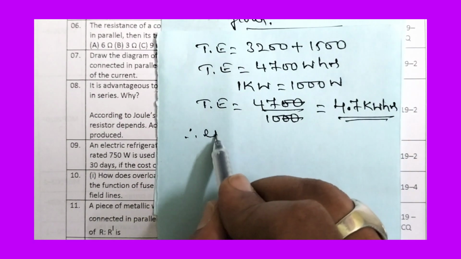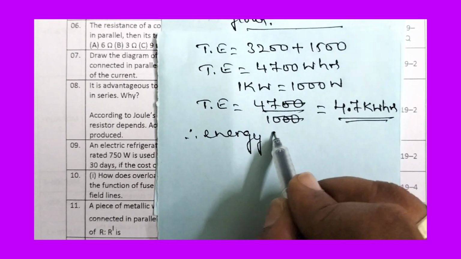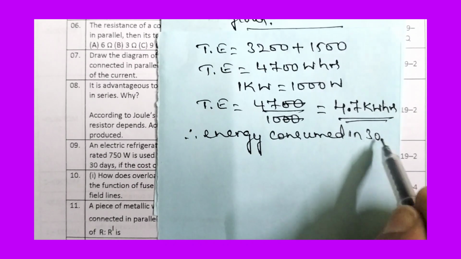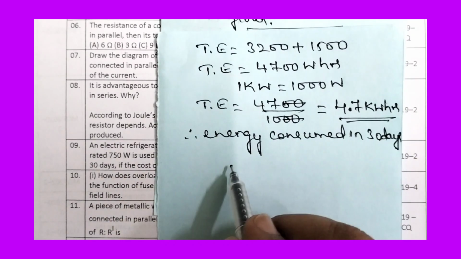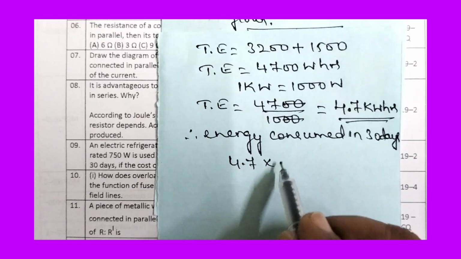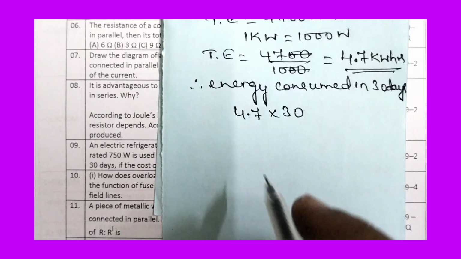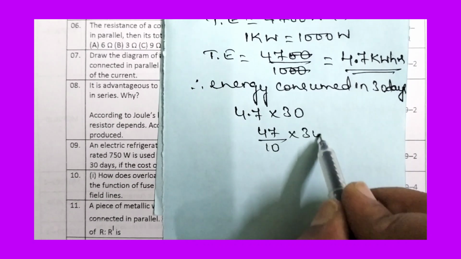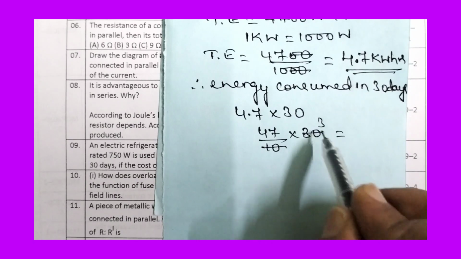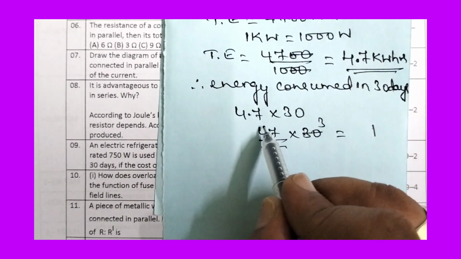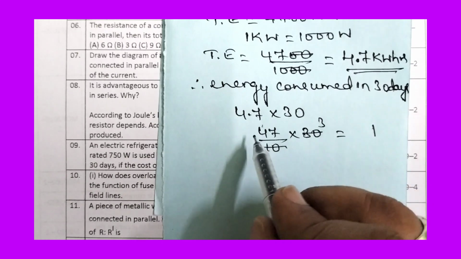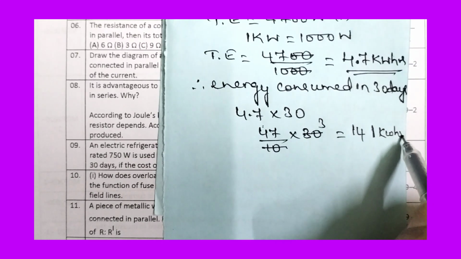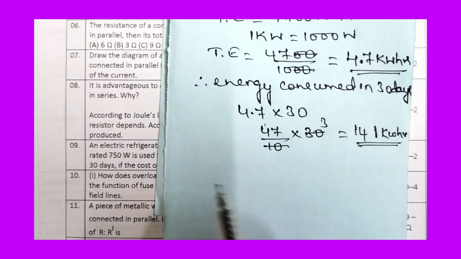Therefore energy consumed in 30 days. So what is the energy consumed in 30 days? So 4.7 should be multiplied by 30. So now 4.7 can be written as 47 into 30. 10 ones are 10, 3 sevens are 21, 1 2 carry, 3 fours are 12, 12 plus 2 is 14, 141 kilowatt hours is the energy consumed in 30 days.